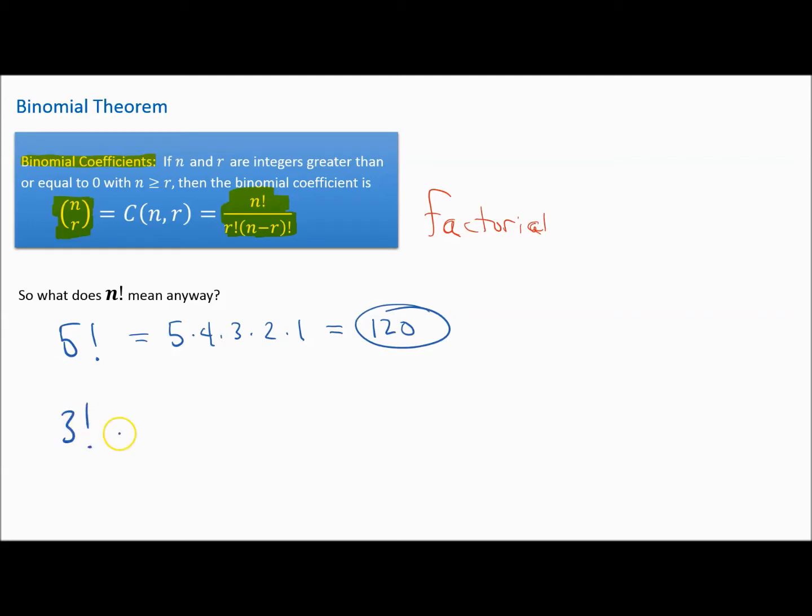3 factorial, as an example, would be 3 times 2 times 1. That's always what factorial means. You just write the number and you multiply all the way down to 1. So 3 times 2 is 6, times 1 is 6. So 3 factorial is 6. Some of you have that button on your calculator. You can find it. It could save you a few minutes.